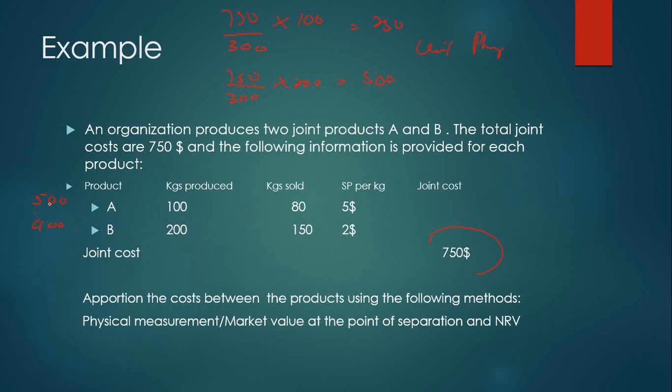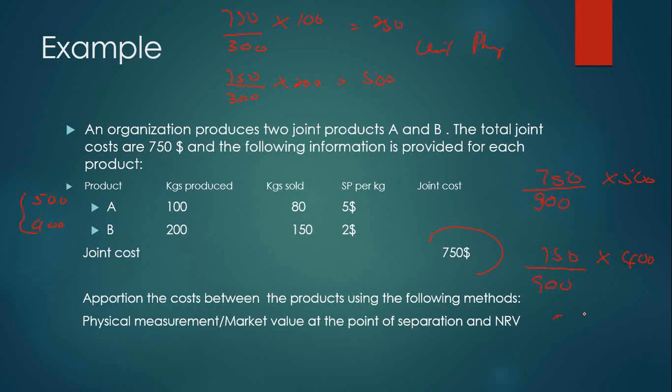2 into 400. So now what we do is we take the 750 joint cost. Total market value is 900. Divide by the 900. And if you want to find the product cost of A, multiply by 500. If you want to find the product cost of B, multiply by 400. Yes. So this is another way we can take it out.